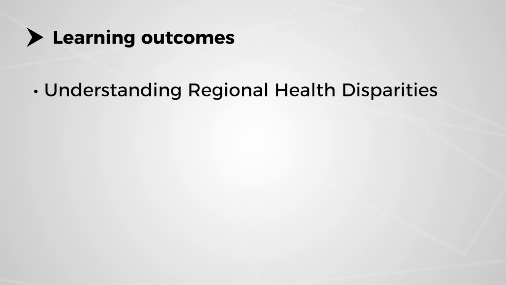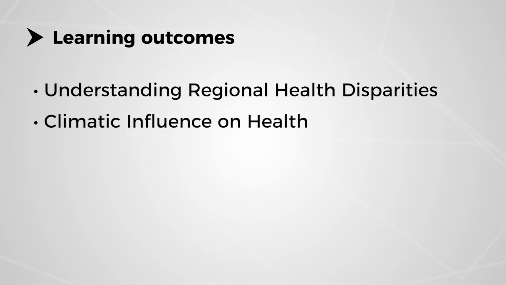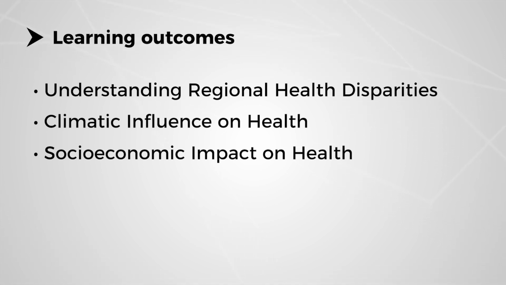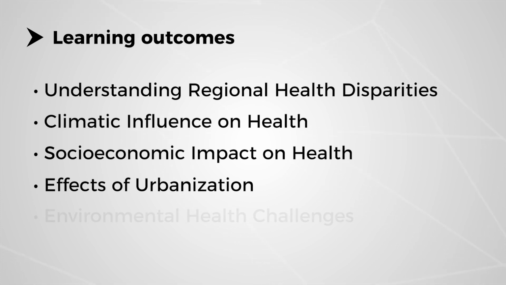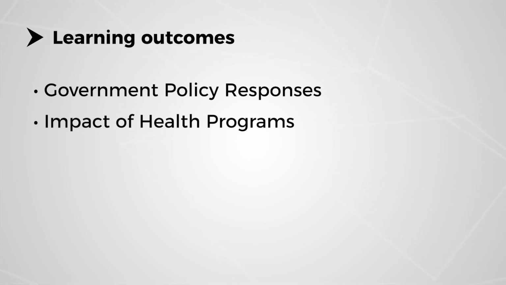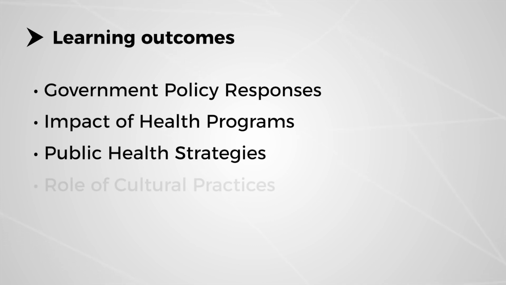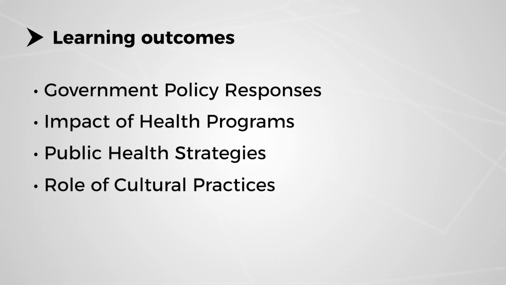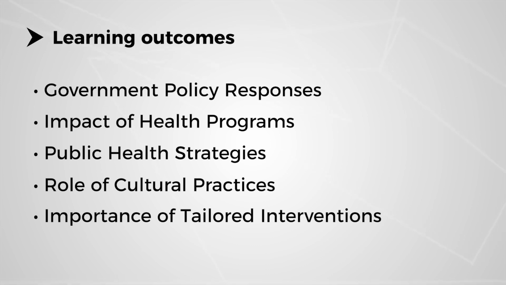In this, the learning outcomes are that learners will understand regional health disparities. Also, learners will learn about climate influence on health, and the socio-economic impact on health. Learners will know the effects of urbanization, the environmental health challenges, government policies and responses, the impact of health programs, public health strategies, the role of cultural practices, and the importance of tailored interventions.